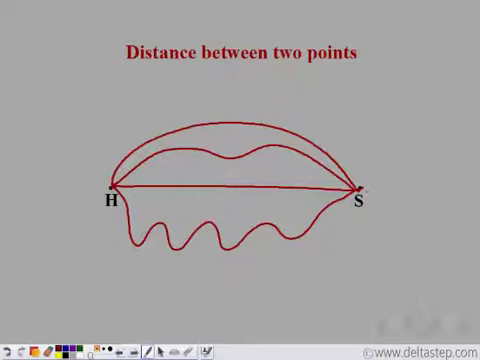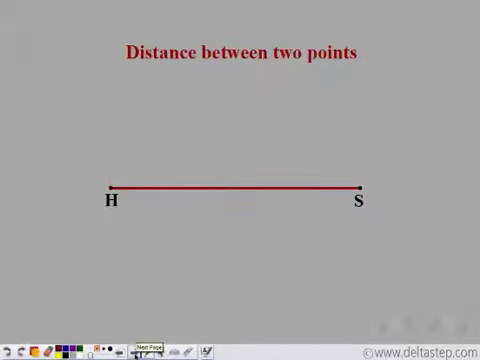There could be many more possibilities. Well, we take the line segment joining point H and point S as the distance between these 2 points. So the length of this line segment joining H and S gives the distance between H and S. It is also the shortest path between H and S. So the length of the shortest path between 2 points is given by the line segment joining these 2 points.